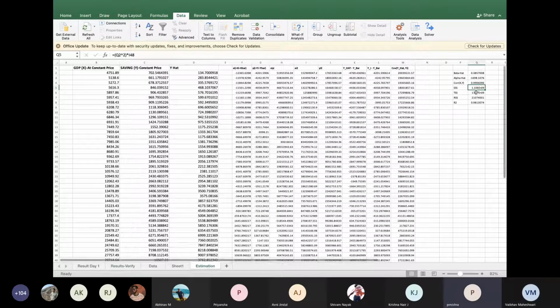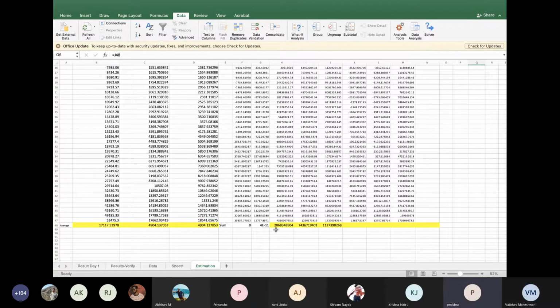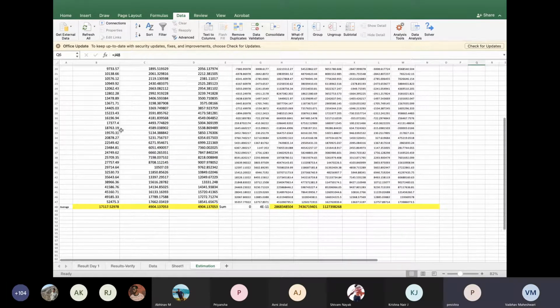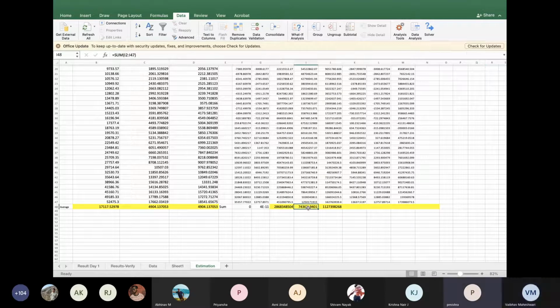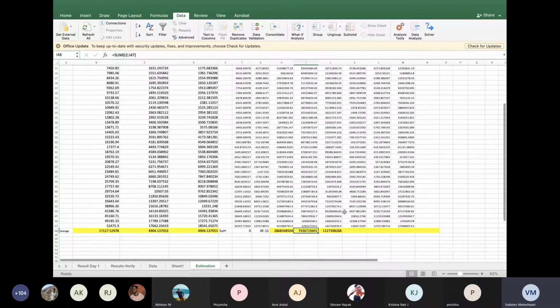Similarly, total sum of square. What is the formula for total sum of square? Summation of small yi square. Now already here you have summation of small yi square. Go to column number, column I. You see what you get here? That is summation of small yi square. This one, 1127.